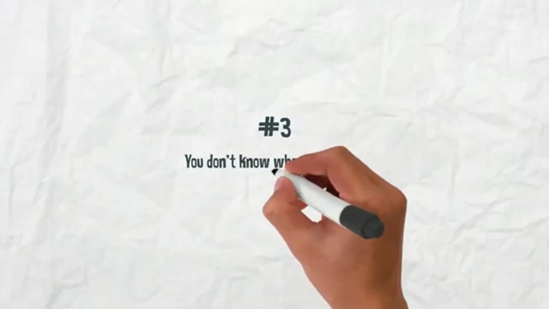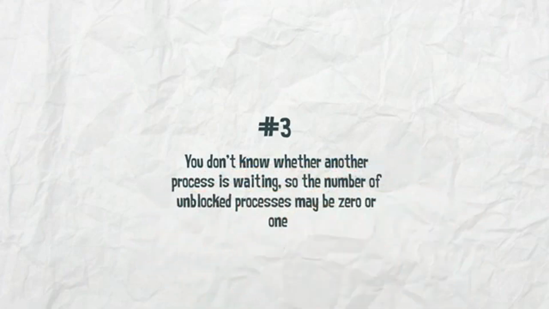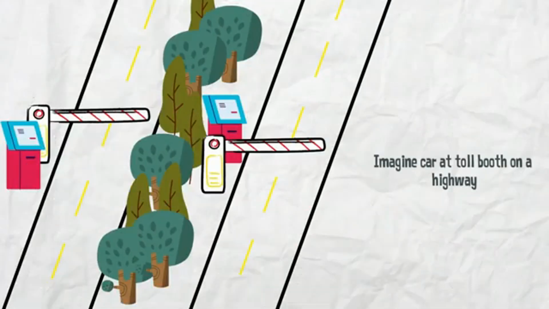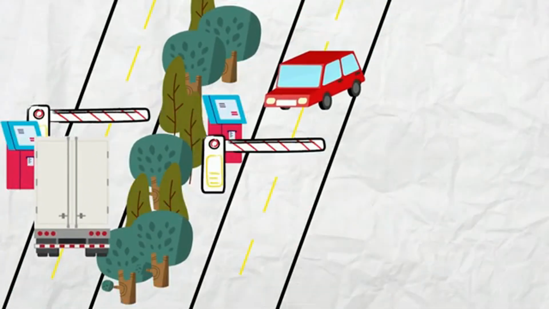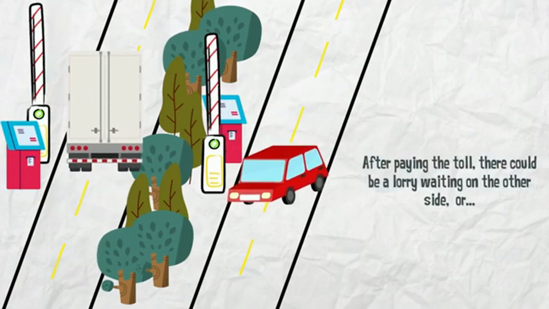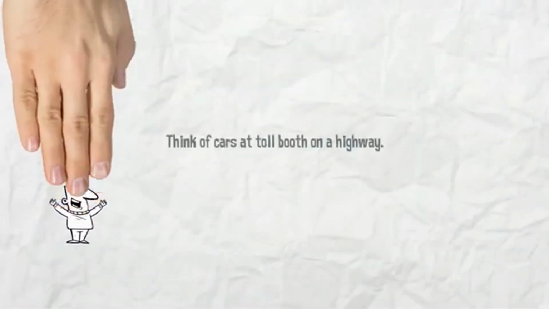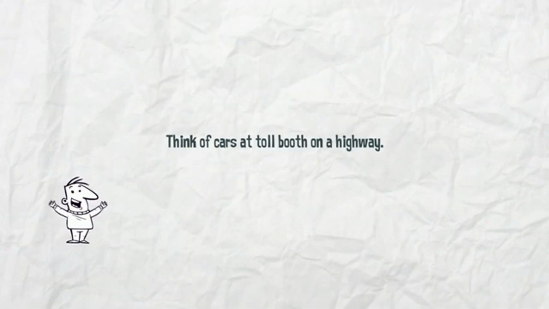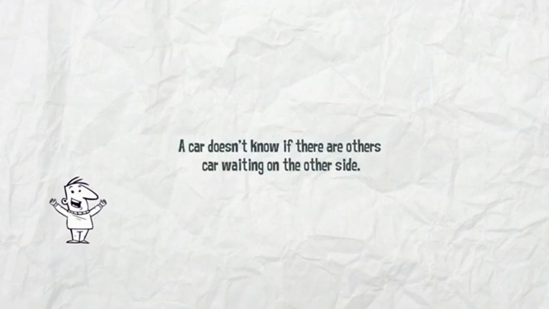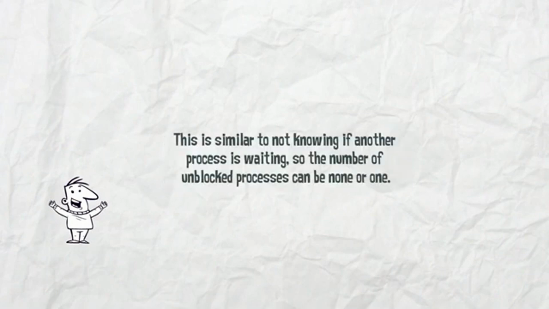Number 3. You don't know whether another process is waiting, so the number of unblocked processes may be 0 or 1. Imagine a car at a toll booth on a highway. The car can't see if there is a lorry waiting on the other side. After paying the toll, there could be a lorry waiting on the other side, or none at all. After paying the toll, the number of cars that can start moving could be none or just 1. This is similar to not knowing if another process is waiting.